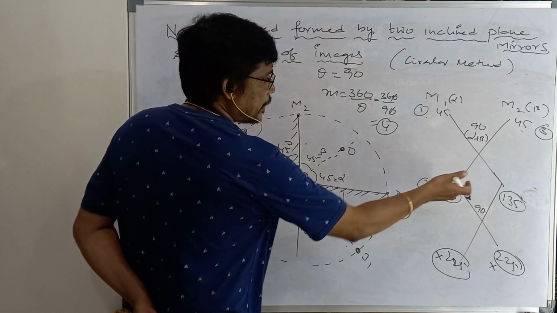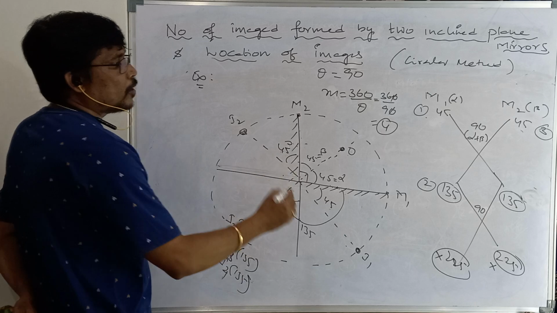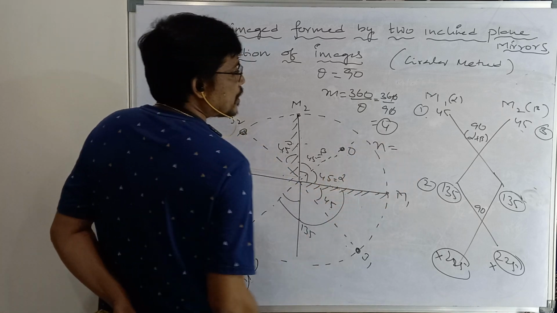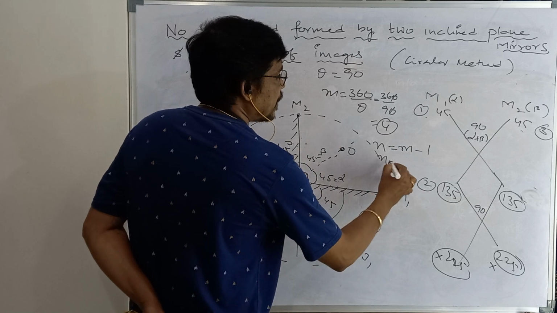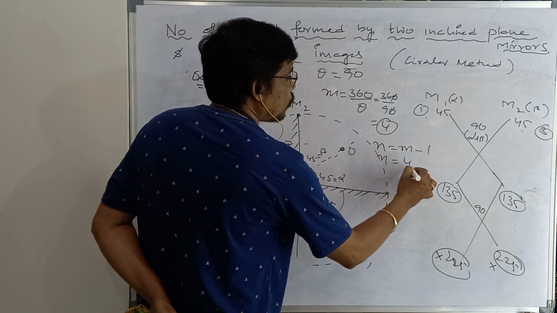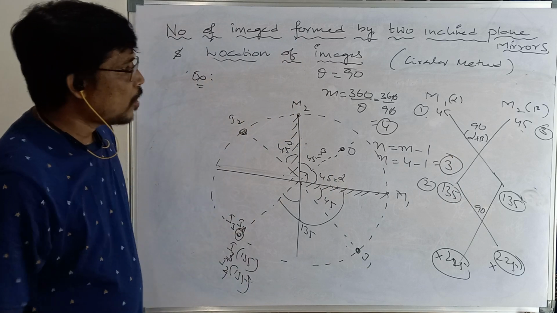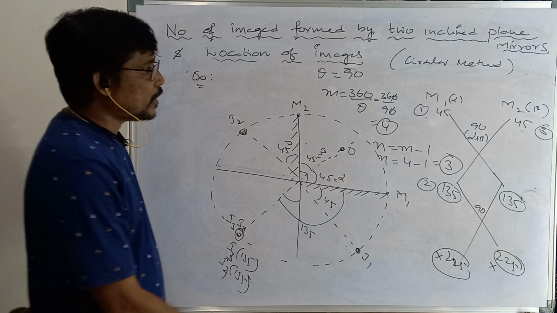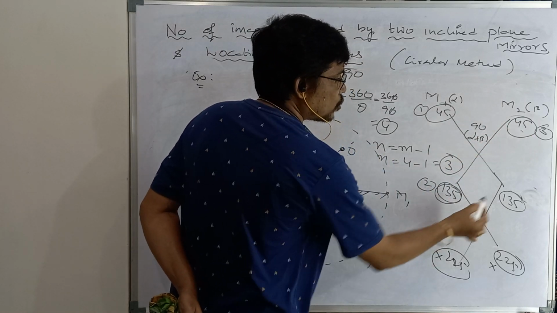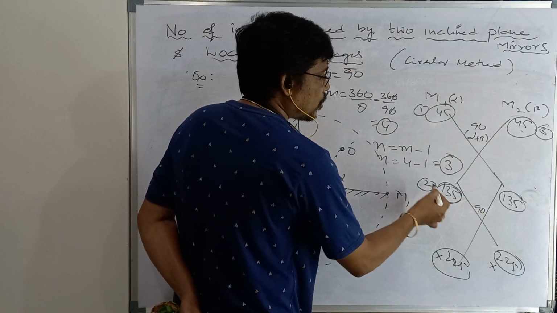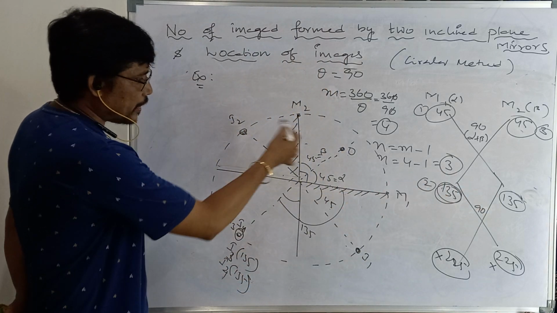But here how many images are formed? 1, 2, 3 images. So according to our table, n, the number of images, is equal to m minus 1. You have to subtract 1. n is equal to m minus 1, that is 4 minus 1, which is 3 images. I hope you understand how you get 3 images. This is the first image, second image and third image. You should not consider this one, because they are overlapping.